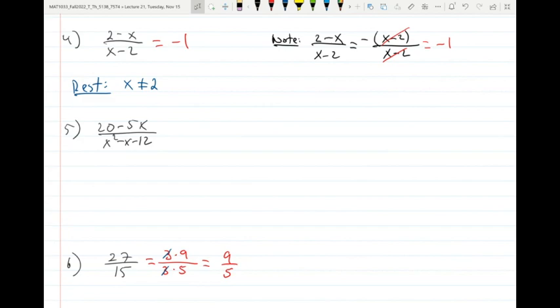Can a restriction be 2 numbers? Yeah, of course, anything that x cannot be, you just list separated by a comma. X cannot be this value, comma, or this value.